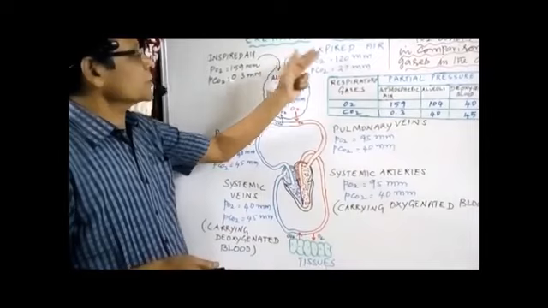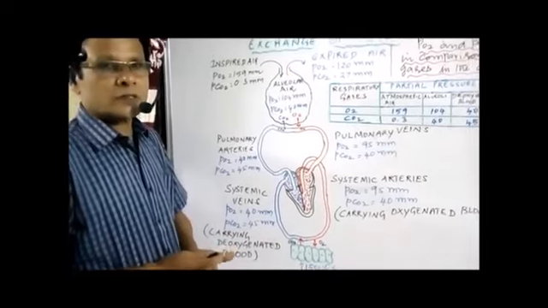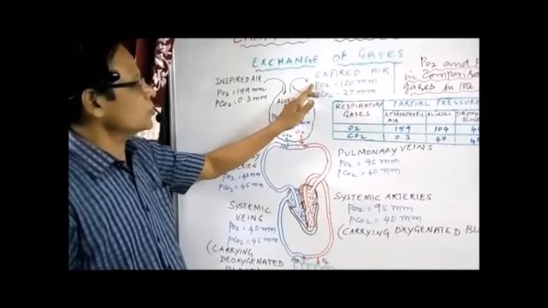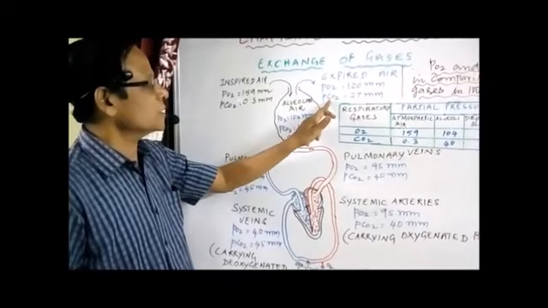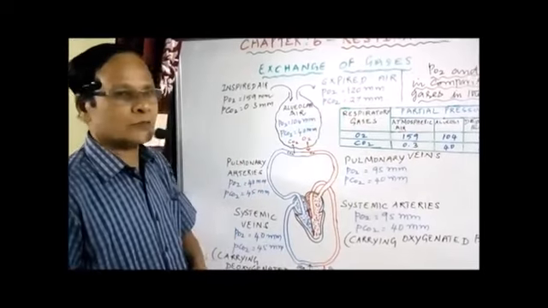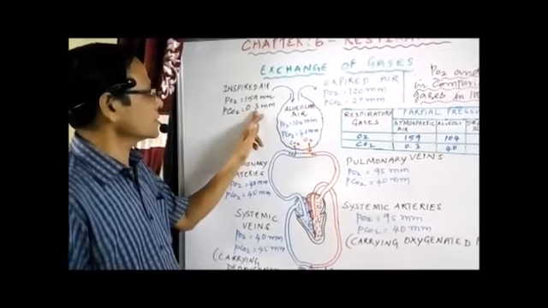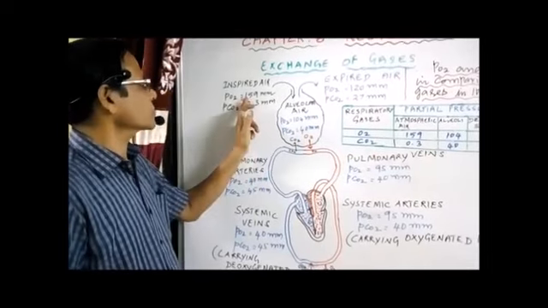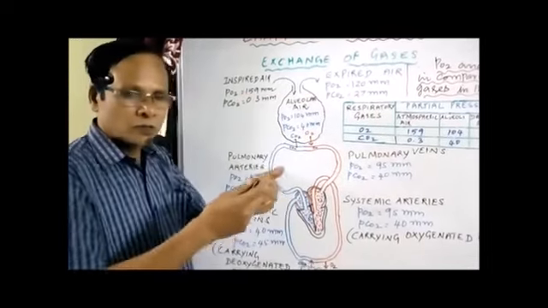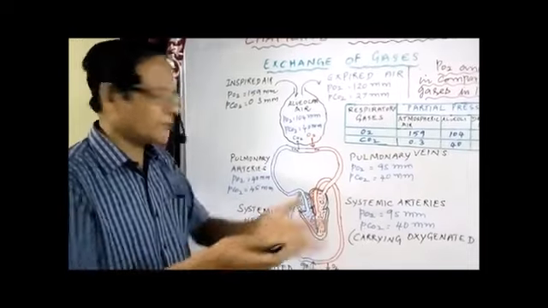Now the expired air also contains some oxygen. In the expired air, PO2 is 120 mm mercury and PCO2 is 27 mm mercury. Compare that with the alveolus: here carbon dioxide is less and there more, and here oxygen is more and there less. That means oxygen is taken up and carbon dioxide is given up.